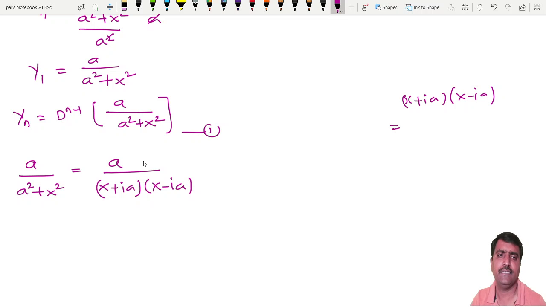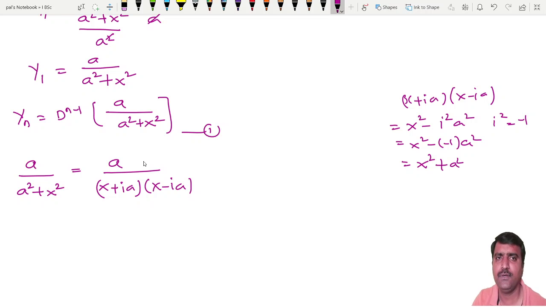is in the form of a plus b into a minus b, which can be written as a square minus b square. A square is x square, b square is i square a square. The i square value is minus 1. If you substitute that here, x square minus of minus 1 into a square, so that is x square plus a square. So a square plus x square can be written as x plus ia into x minus ia. So then its value is unaltered.